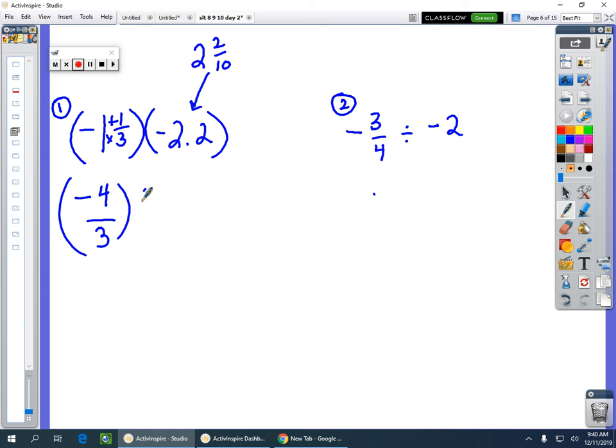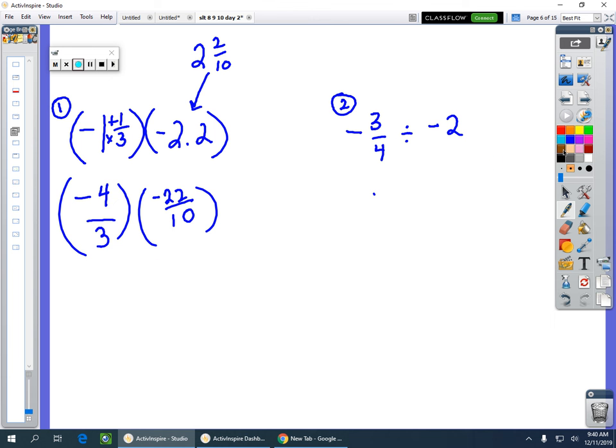So we change that to a fraction. Now we have to change this to a fraction. So 10 times 2 is 20, plus 2 is 22 over 10. And it's negative as well. So now, when you're going to multiply these two fractions, the one thing we talked about in class, you could have absolutely done 4 times 22 and 3 times 10. You don't need a common denominator.